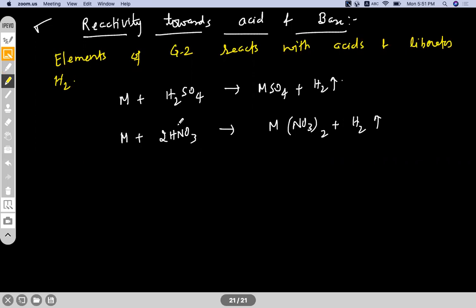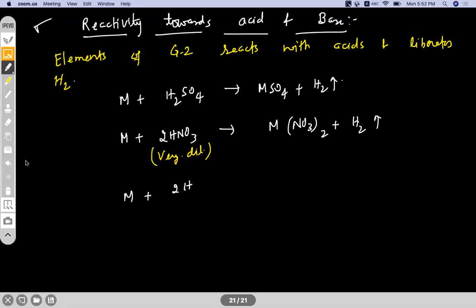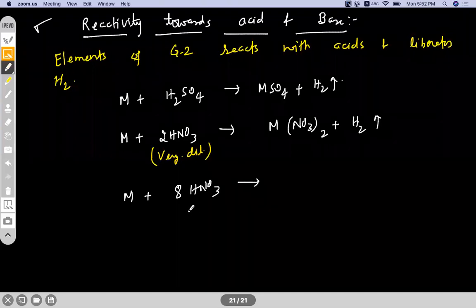This happens when HNO3 is very dilute. The reaction is important for HNO3. If any metal reacts with HNO3, but this HNO3 is not very dilute now, then the concentration of HNO3 matters a lot in this reaction. Very dilute evolves H2. If you take dilute acid, then it evolves nitrogen monoxide gas.